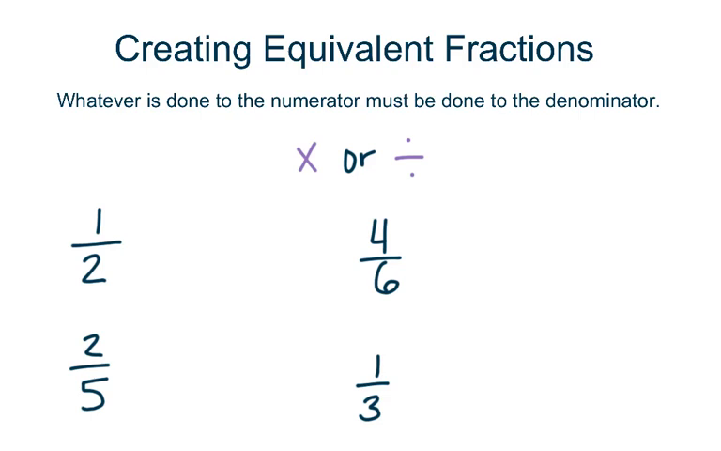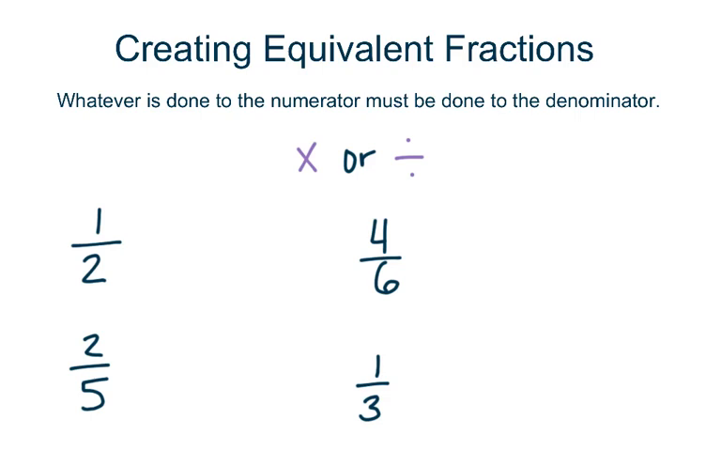So we have 4 fractions here, and I want you to create some fractions that are equivalent. If I have 1/2, well, what is another fraction that is equivalent to 1/2? How about 4/6, 2/5, and 1/3? I want you to multiply your numerator and denominator by the same value to find 2 additional fractions that are equivalent.